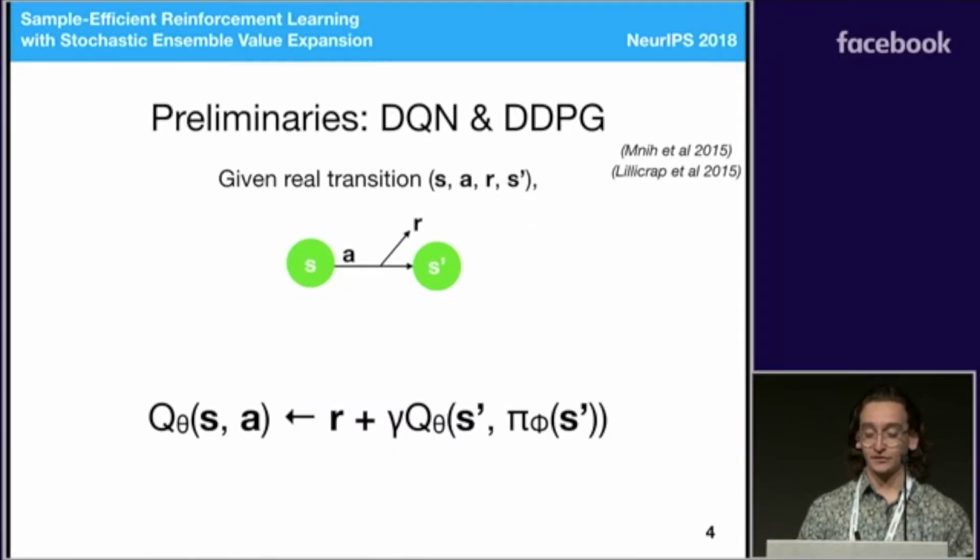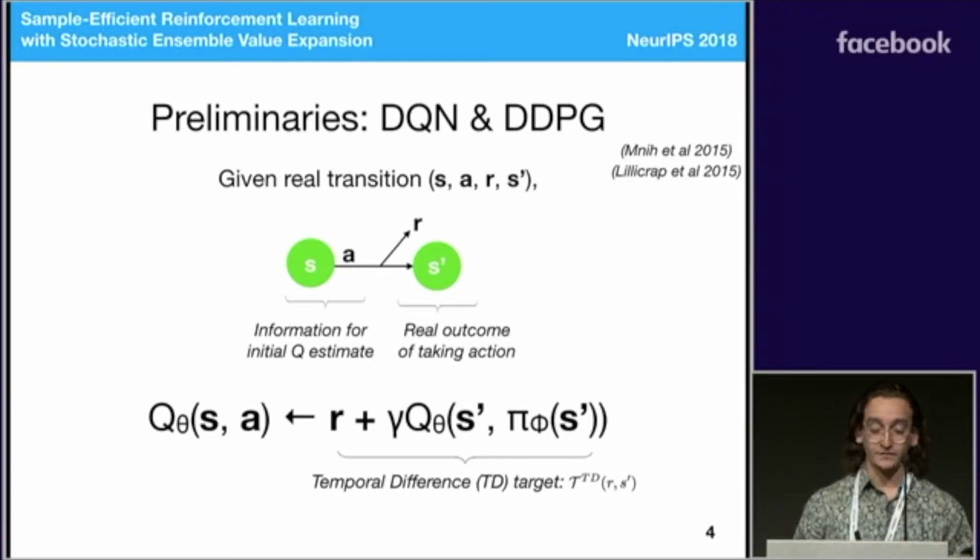When interacting with the environment, we maintain a replay buffer of transitions. So each transition contains a state S, the action A taken in that state, and the resulting reward R and next state S prime. We update our Q function by minimizing the squared error between our initial guess based on the state and action and our updated guess incorporating future information. This is known as the TD target.